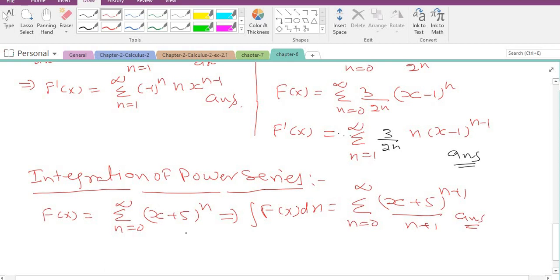Directly we can use the integration rule. Integration of this part is (x+5)^(n+1) divided by (n+1). Here the limit sign will not change. Just remember that one. The limit sign will not be changed here in this question.